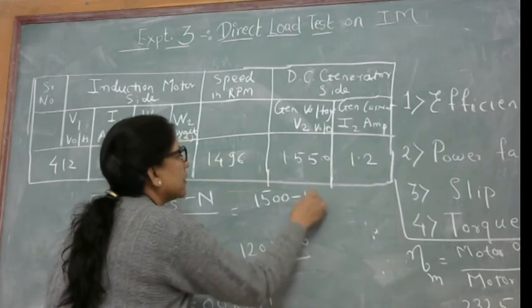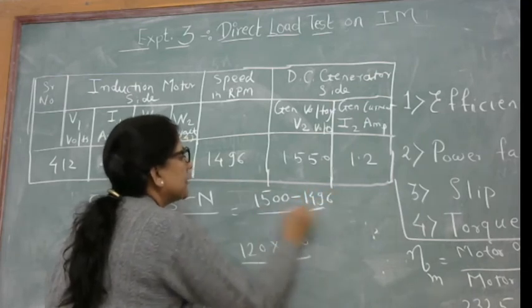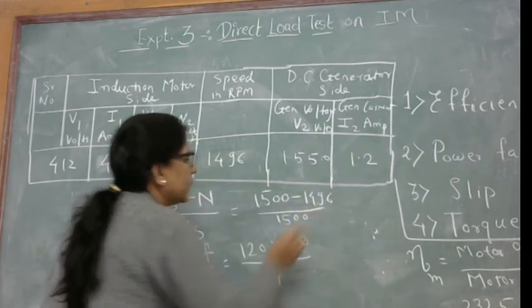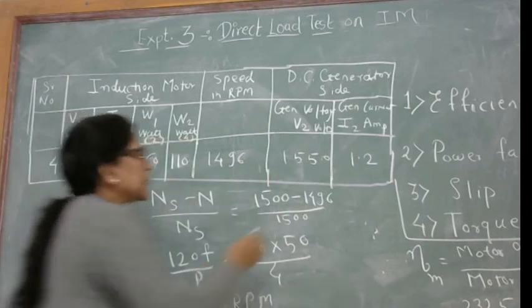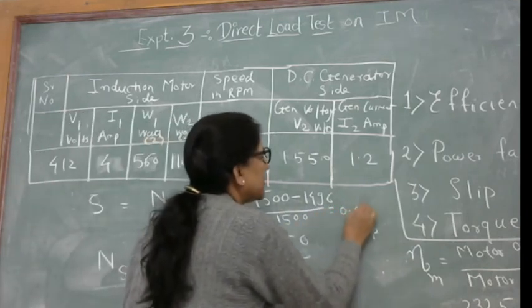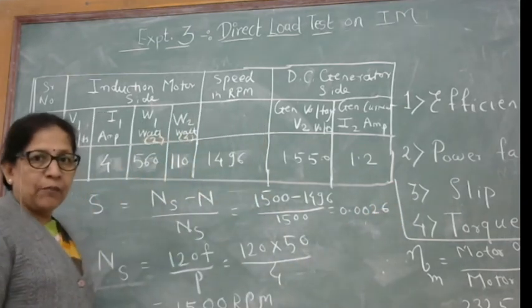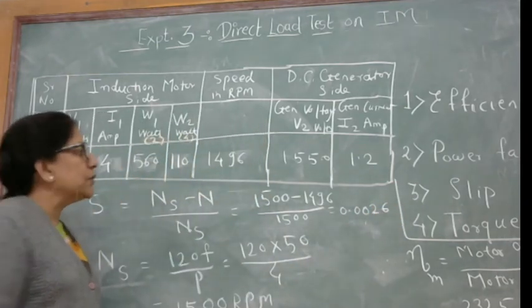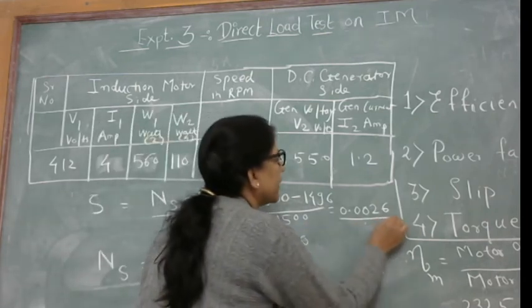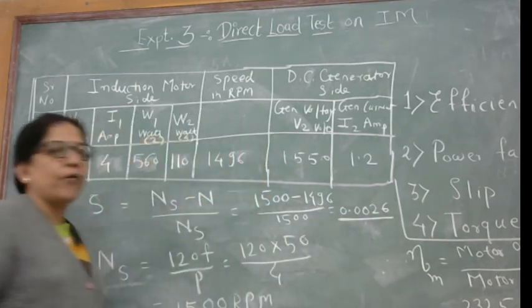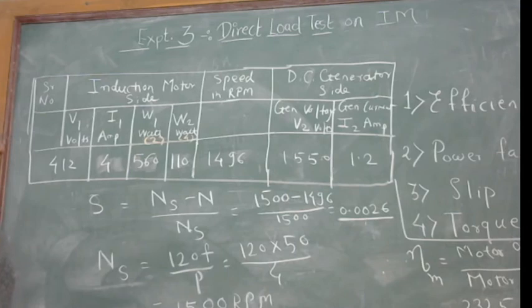Once you find out Ns, you can find out the slip as 1500 minus 1496, divided by 1500. So this slip is 0.0026. Again you can write it in terms of percentage, so it will be 0.26%. It is near about a no load condition. So slip is also 0.26%.